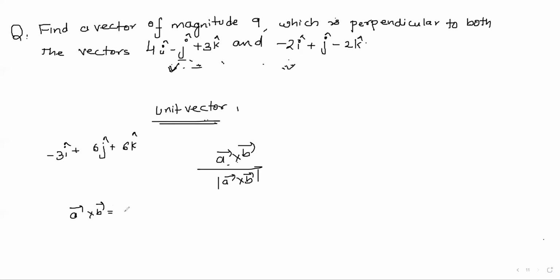Cross product is minus i plus 2j plus 2k cap. Very good. Then you have to find out its magnitude. Its magnitude is 3 by 3. Okay. That's correct, Abdur. Root 9 is 3.